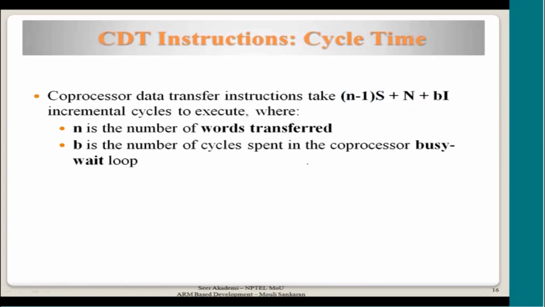Okay, so busy cycle, if it is there, then it will have one, not that many number of internal cycles, and then one non-sequential cycle followed by n minus 1. So that many words are transacted.